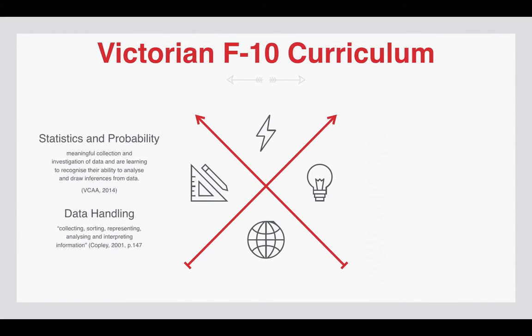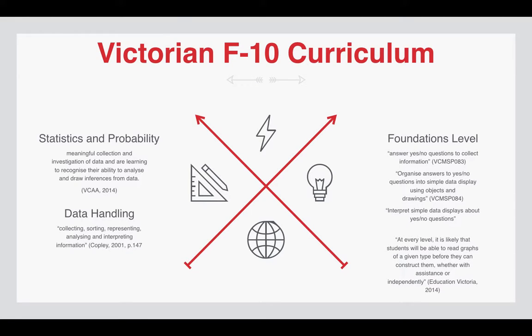Bar graphs and pictographs fall into the statistics and probability strand of mathematics learning. When students are learning statistics and probability, they are partaking in meaningful collection and investigation of data and are learning to recognise their ability to analyse and draw inferences from that data. Statistics is about numbers in context. Students develop an increasing ability to critically evaluate chance and data concepts and make reasoned judgments and decisions, as well as building skills to critically evaluate statistical information and develop intuitions about data.